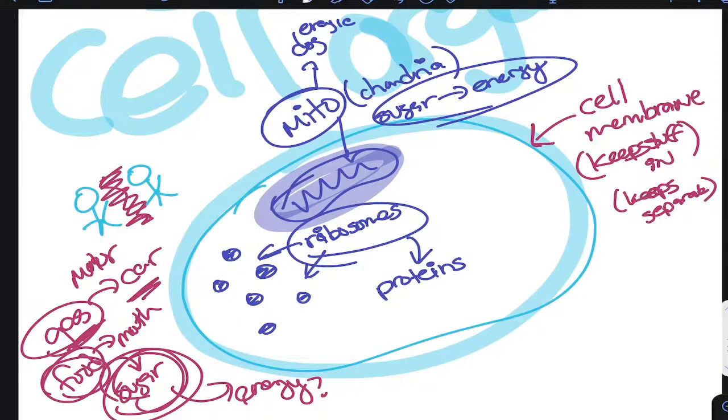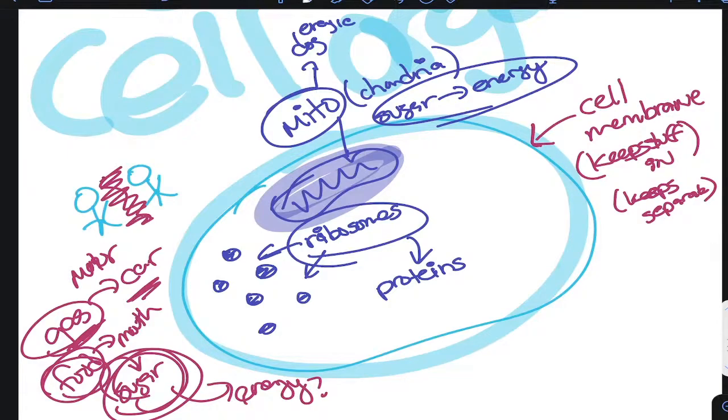Free, because I want you to get attached to seeing them free. Then I'll show you what they look like on an ER later. Ribosomes. See these little bitty dots? These little bitty dots that are free out here are called free ribosomes because they're not attached to anything. We'll talk about them getting attached to stuff later.